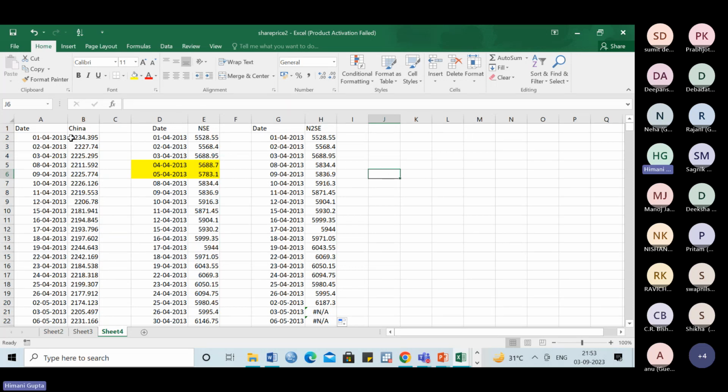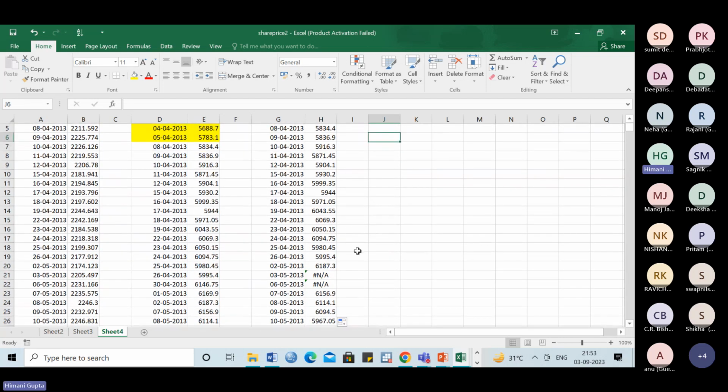Done. Now you can see that on 1st of April, your NSC value is given. On 2nd April, 3rd April, and on 8th April, you can see the value is 5834.4. On 9th, this is 5836.9. And over here, you can observe 3rd of May, NA. That means it is showing that on 3rd of May, China is not working. Let me check why this is coming NA. Sometimes Excel will show you the term, but if you convert it to a CSV file, the exact values are shown. It will show the NA term.